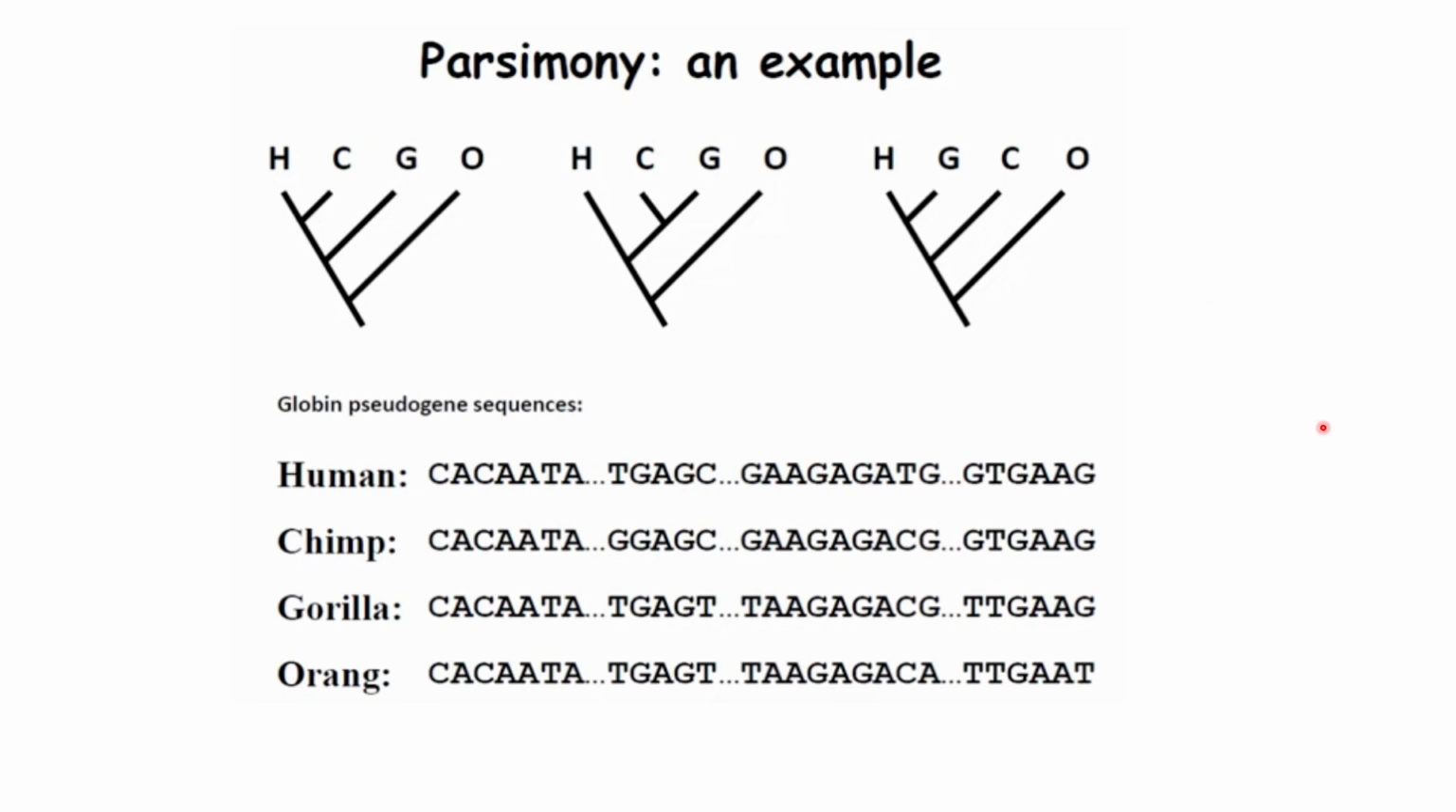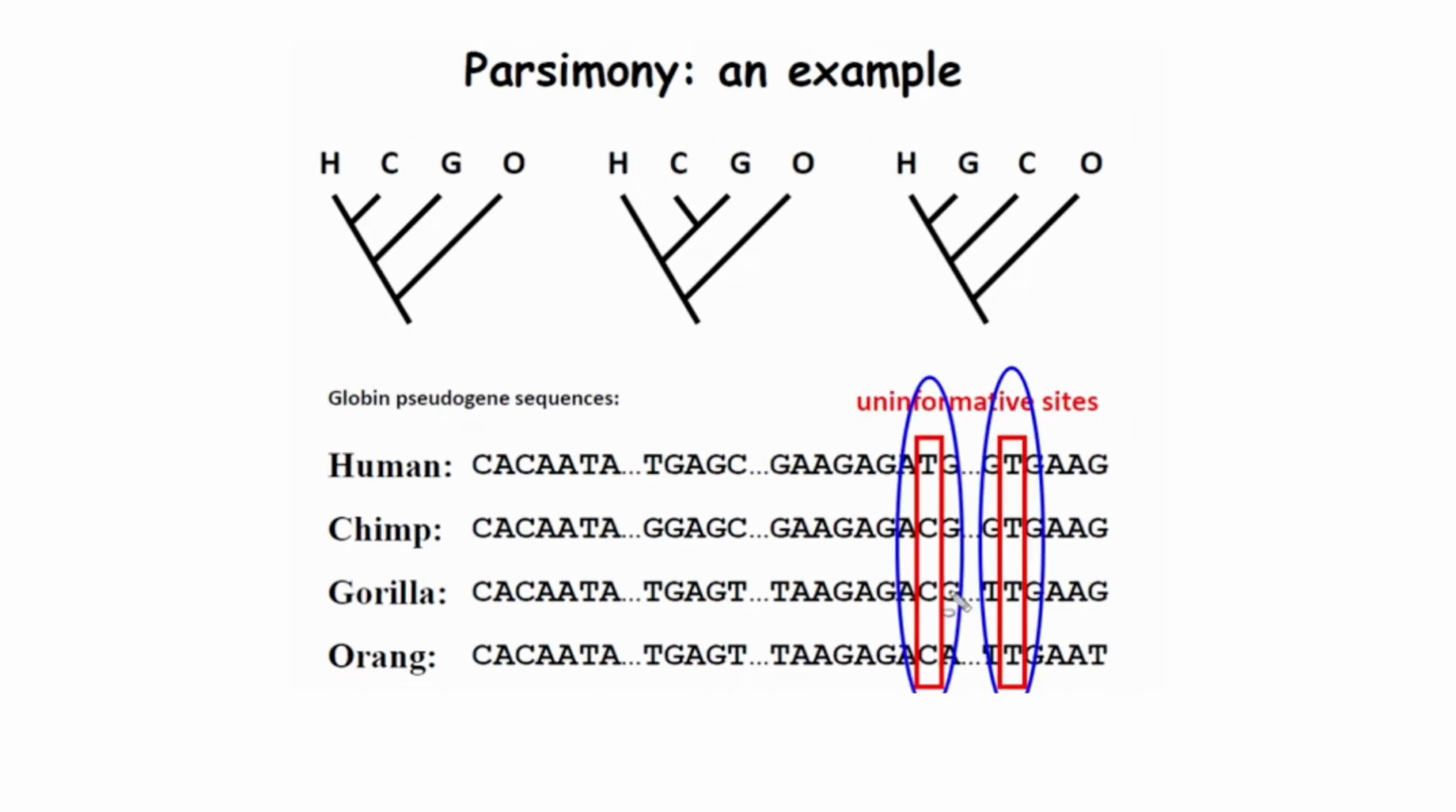So for further construction, we choose sites, that is the positions along the sequences that are informative enough to explain the divergence of organisms. So shown here are some examples of uninformative sites. Like at this position, all the organisms have a T, which does not help us to group these organisms together.